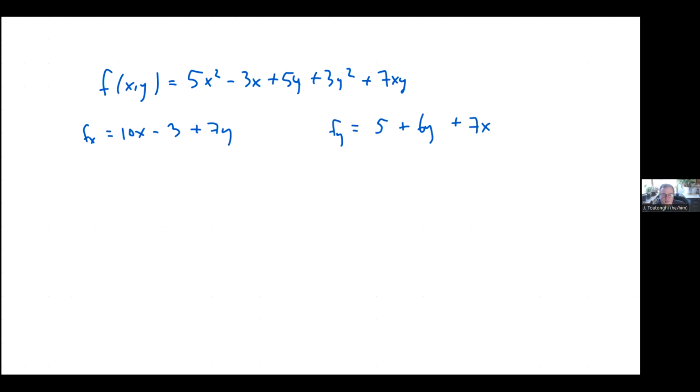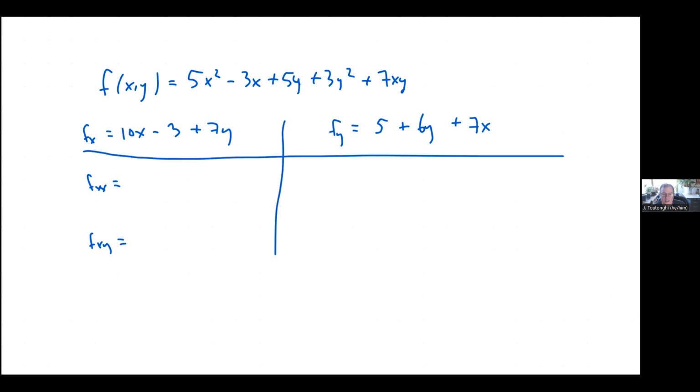It's just easier here for me. So I'm going to start them off with fxx and then fxy. So both derivatives of this, first with respect to x, then with respect to y. It's just an organizational thing so that when I go to find D later, it's easy. The derivative of this with respect to x is just 10. Everything else gives 0. The derivative of that with respect to y is just 7. Everything else is 0.